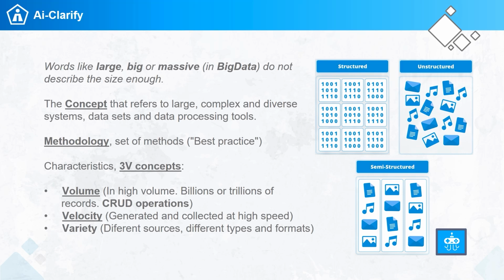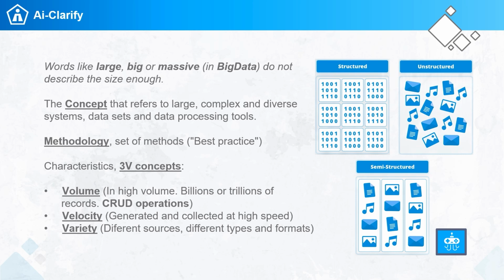Velocity means that big data sets are generated and collected at very high speeds or in real time. So this represents the speed at which data is being stored in the system. Lately, social networks are generating large amounts of data in a relatively short time. Variety refers to the fact that big data sets are usually collected from a variety of different sources, and they can be of different types, such as numbers and text, images and videos, and of different formats, including structured, unstructured or semi-structured format.